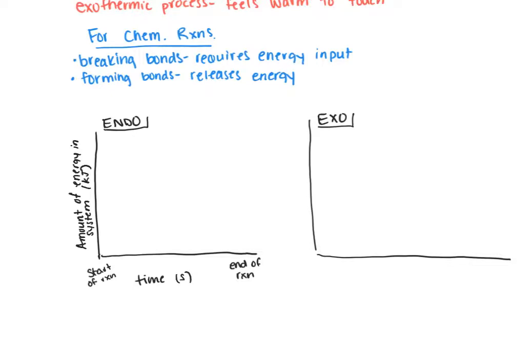So in an endothermic reaction, at the start of our reaction, we know, and we've talked about this already in previous classes, in order to get a reaction started, we need some input of energy. And then this is going to be the energy that's required to break bonds. And then as we form bonds, we're going to release some energy. And then when the reaction's over, it's going to even out.